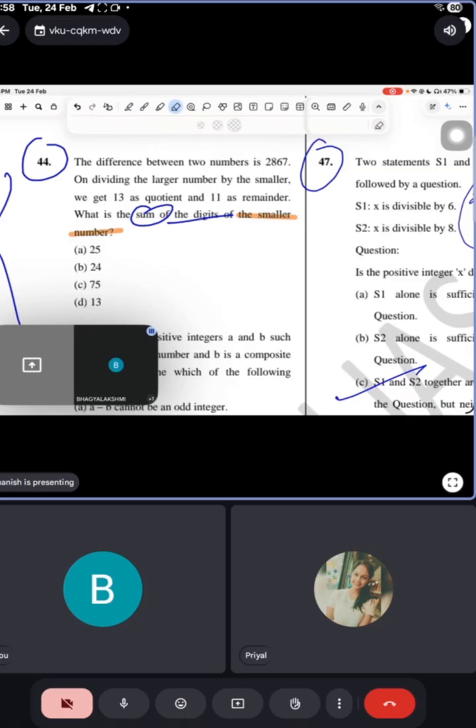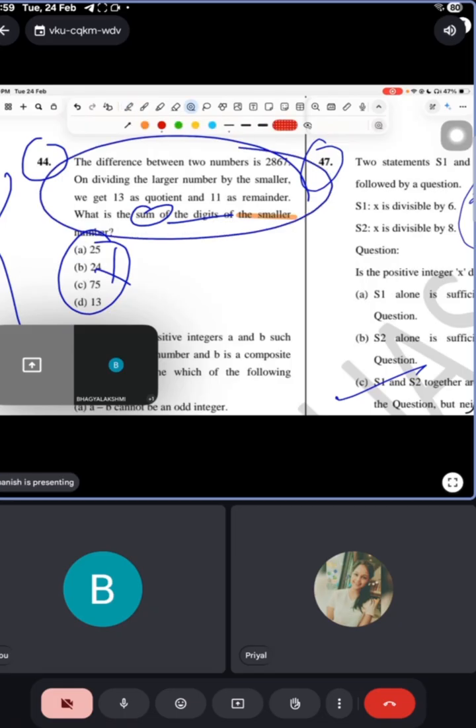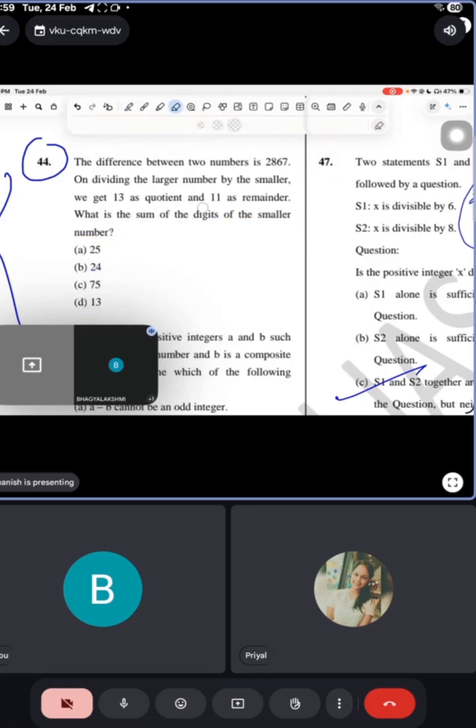See, Manish, here they have asked for the sum of the digits, right? Here you cannot take the help of the options, because the options are closed here. But this is an easy one. Difference between two numbers.